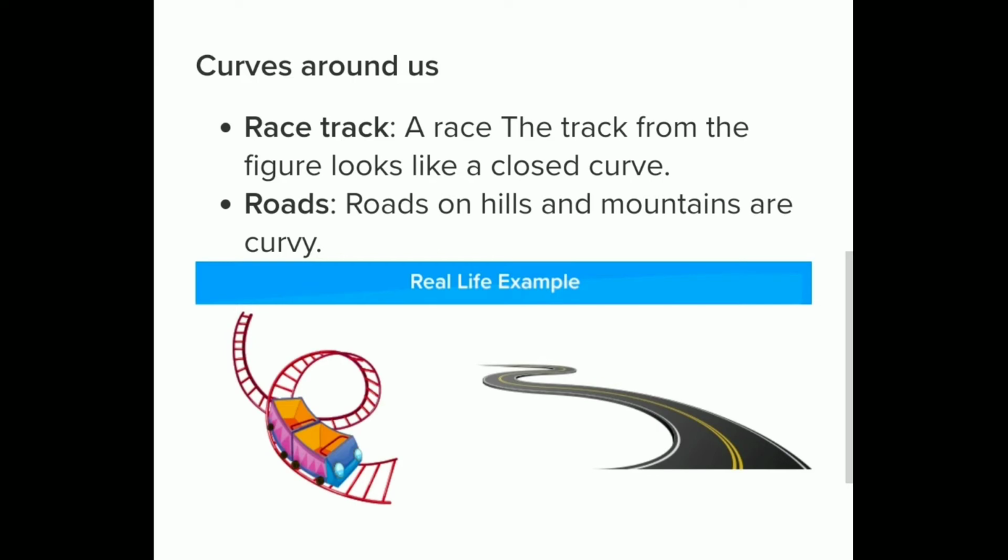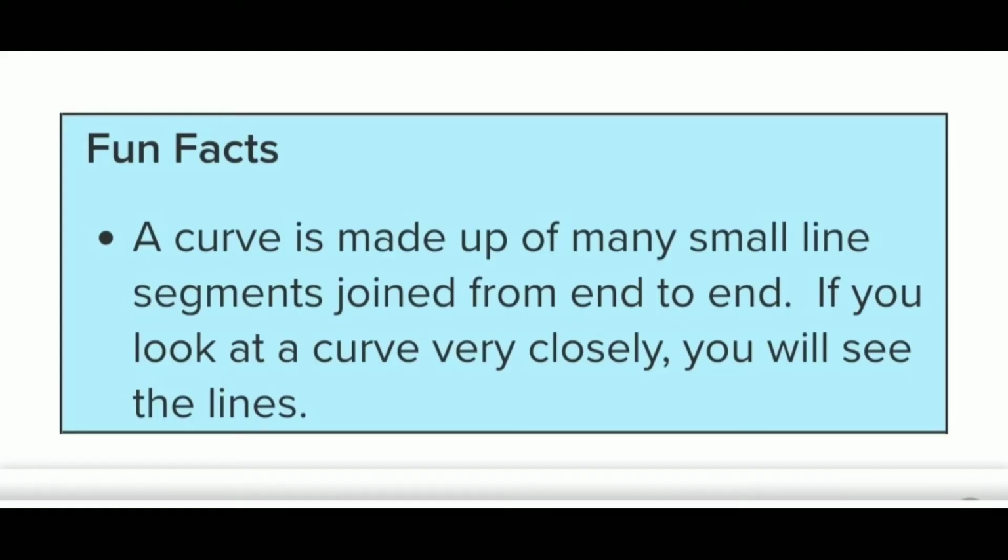So, curves around us: a racetrack. A race track from the figure looks like a closed curve. Roads on hills and mountains are curvy. These are real life examples. So some fun facts: a curve is made up of many small line segments joined end to end. If you look at a curve very closely, you will see the lines.